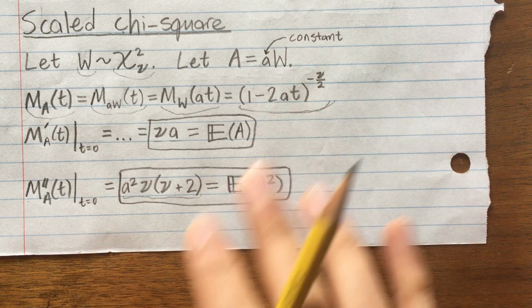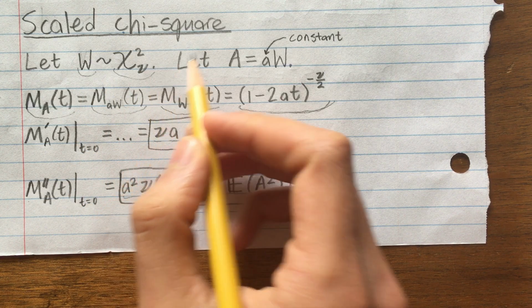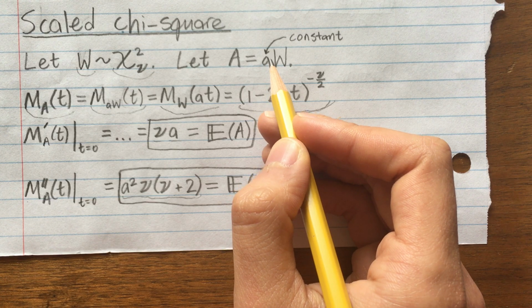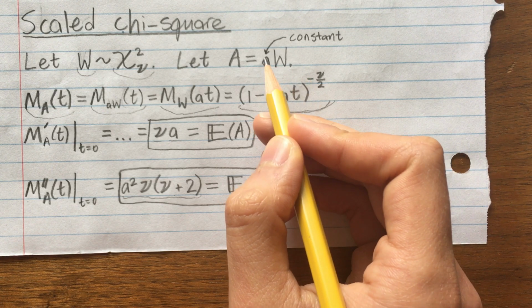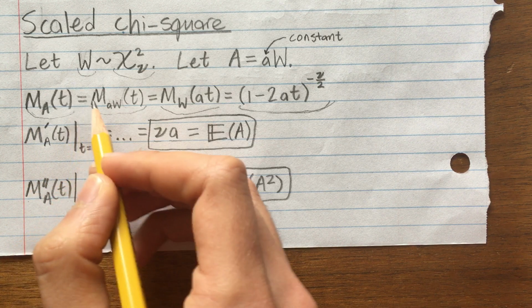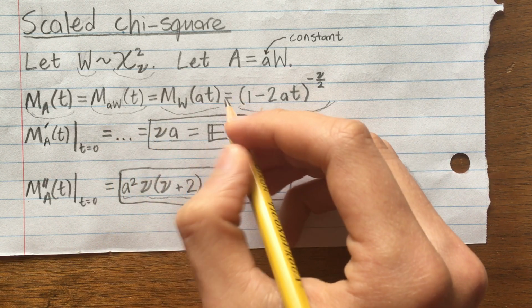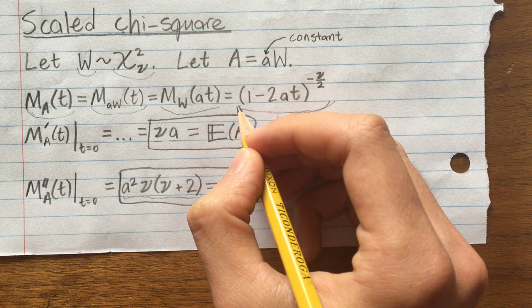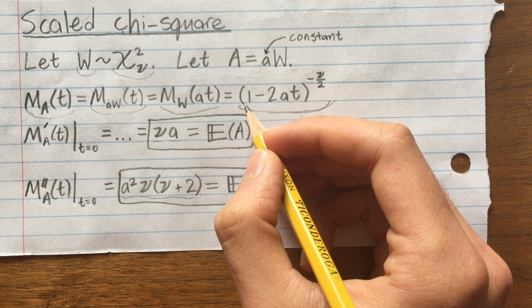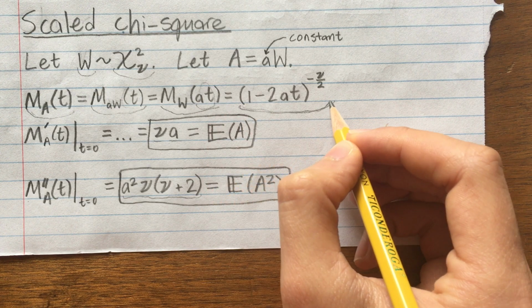Now let's talk about scaled chi-squared distributions. Let W be a chi-squared random variable with v degrees of freedom. Let A be a scaled chi-squared random variable defined by little a times W, where little a is just a constant. Then we can find the moment generating function of big A using the rules for multiplying by a constant. We also know the moment generating function of a chi-squared distribution, so if we plug in at into the chi-squared moment generating function with v degrees of freedom, we get this moment generating function here.